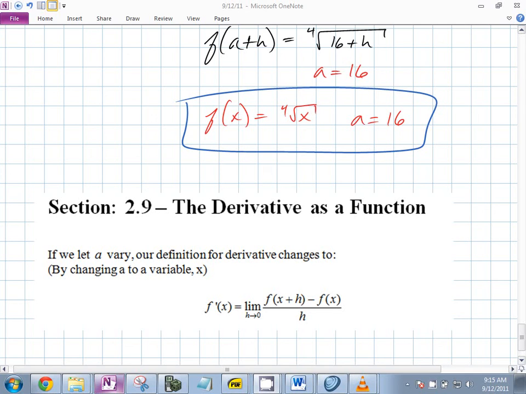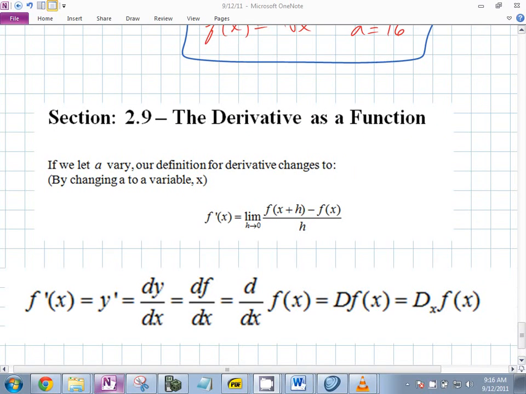They're the same. The derivative of f at x, f prime of x, is equal to y prime, which is the same thing as dy over dx, which is the same thing as df over dx, which is the same thing as d over dx of f of x. The rate of change with respect to x of f of x, but usually f of x is y. Big D f of x, d sub x f of x.